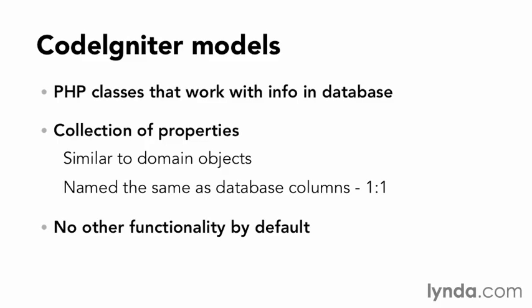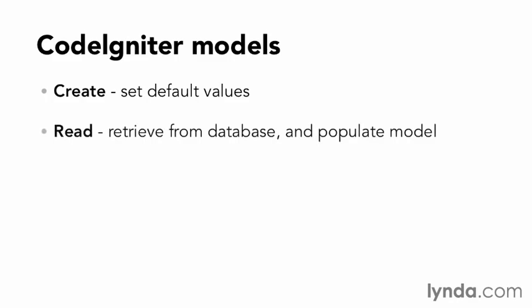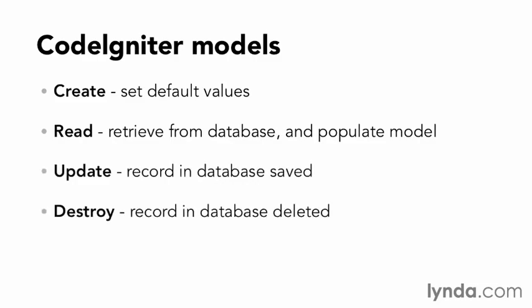Traditionally, the model is a class where common functionality can be defined, including create, where something like a timestamp or other default values can be set, read, where a record is retrieved from the database and used to populate the model, update, where a record in the database is saved, and destroy, where the record in the database is deleted. Create, read, update, destroy is a common collection of functionality referred to by the acronym CRUD.